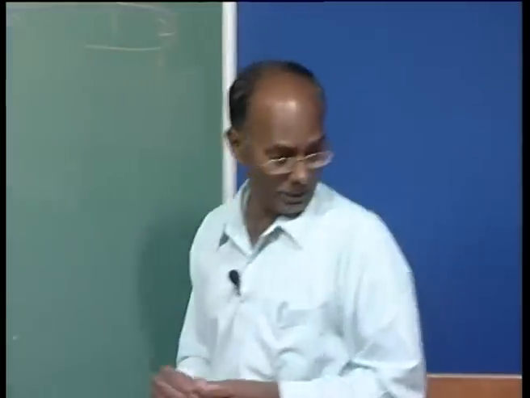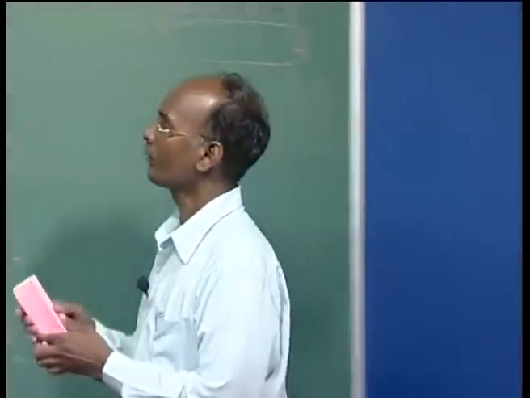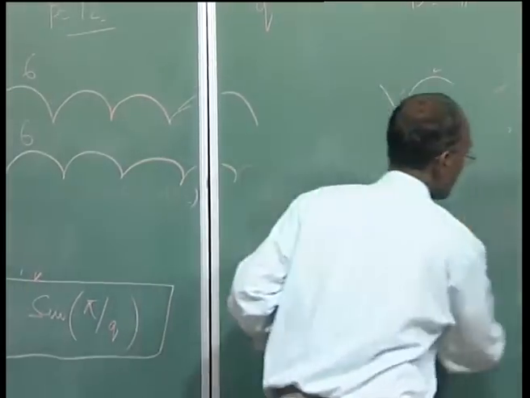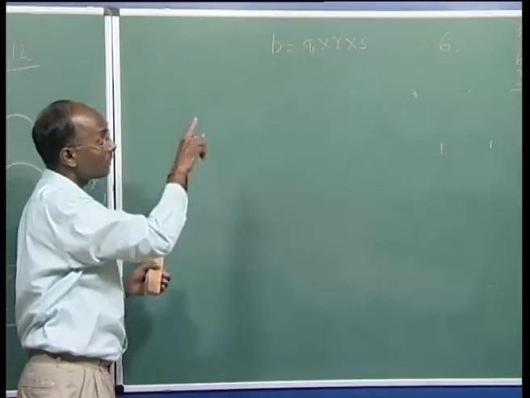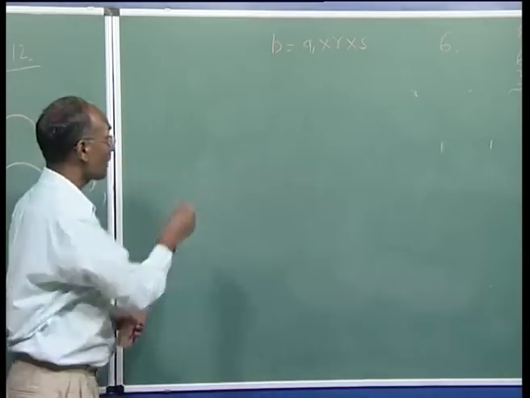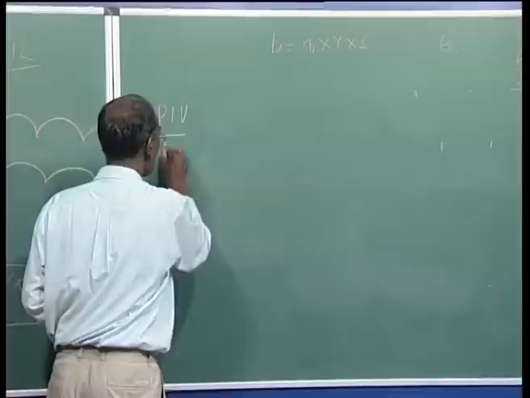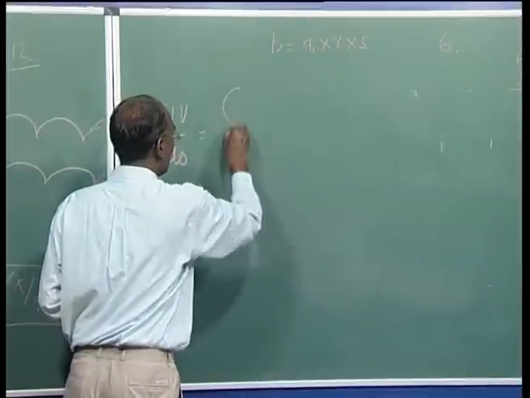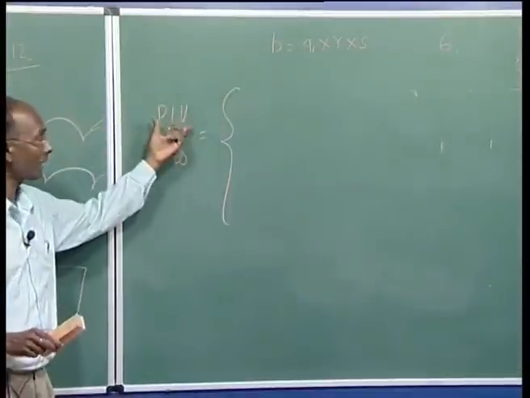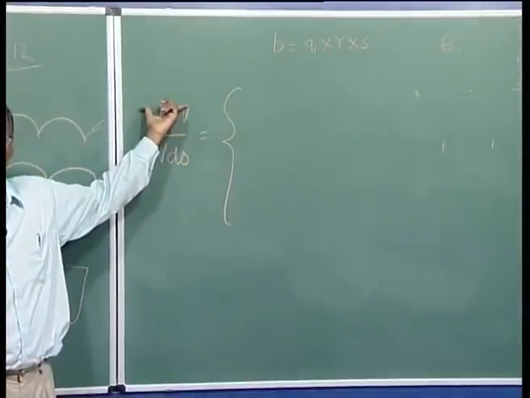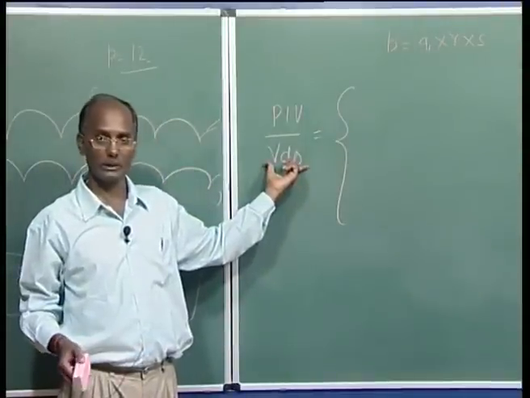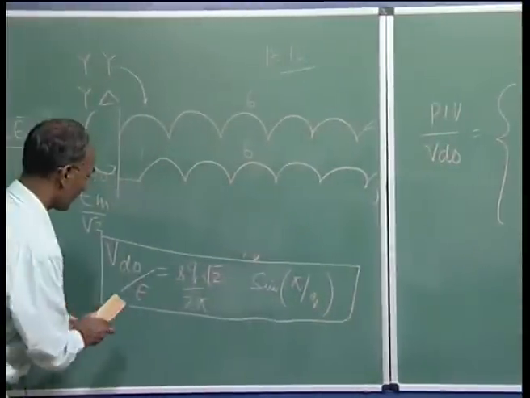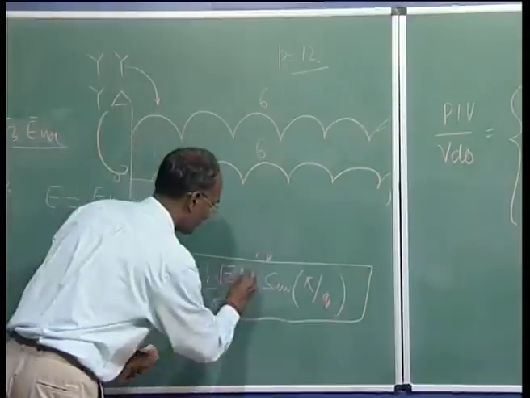So here, the peak inverse voltage divided by VDO, in terms of the Q, R, S circuit. As I said, we have to go for the optimal configuration, so we have to write the peak inverse voltage divided by VDO. Again, this peak inverse voltage depends upon whether Q is odd or even. This VDO does not depend upon the value of Q, because it is simply E.